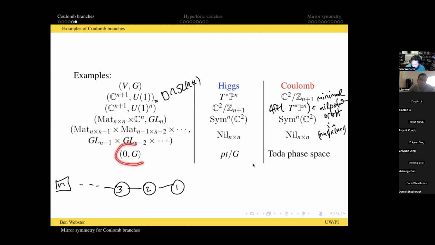And then one which is very degenerate from the hyperkähler quotient perspective is the trivial representation and an arbitrary group G. The Higgs branch isn't even quite right: it's sort of a point mod G, but actually a point with a weird derived structure. Whereas the Coulomb branch is the phase space of the Toda system, which you can write in a few other different ways. It's like the universal centralizer amongst regular elements of the Lie algebra, etc.